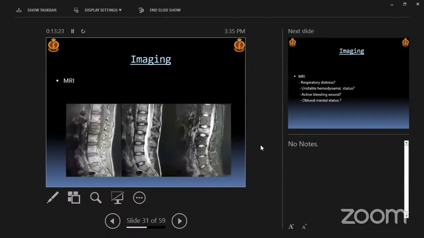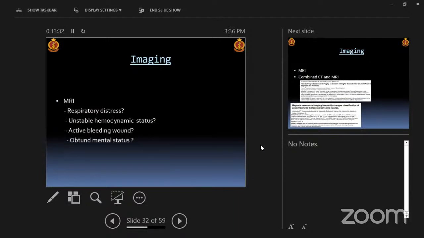How do we see fractures on MRI? On T1 there is low signal, on T2 high signal, as we see with edema. Contraindications for MRI: respiratory distress, unstable patient, active bleeding.